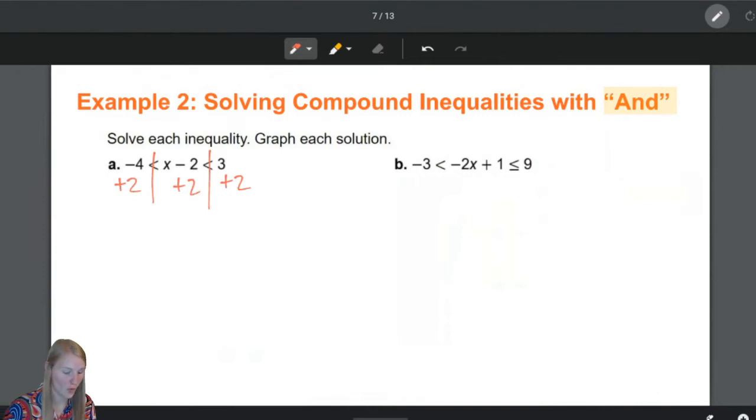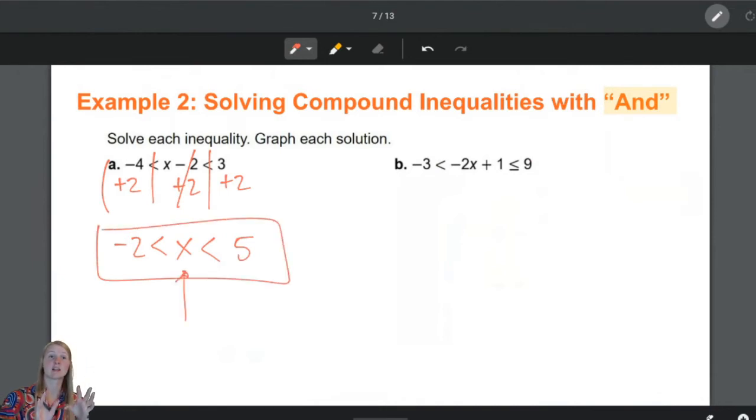Alright, so -4 plus 2 is -2. And then you keep your signs. There's the x, this 2 went away, and then you keep the sign, and 3 plus 2 is 5. And now, because x is the only thing in the middle, we have solved the inequality. So x is by itself, in the sense that x is the only thing in this portion of the inequality. So it is all by itself in here, and that's what we want.